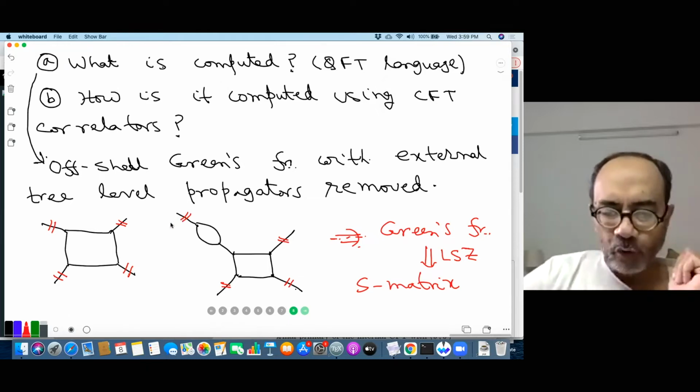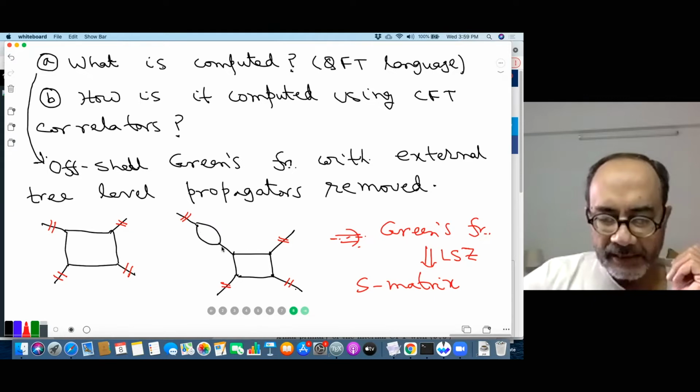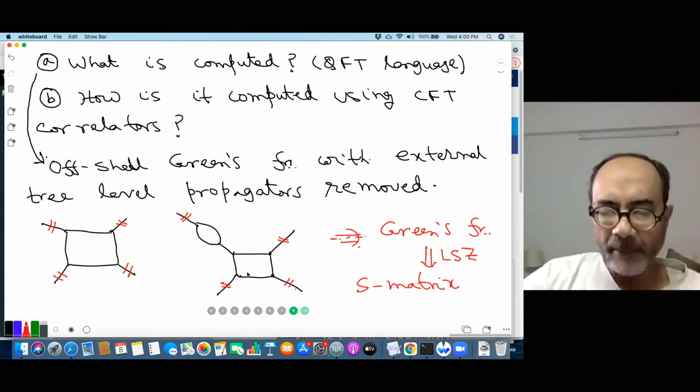Sometimes for loop amplitudes, also the CFT correlators give the S matrix. And that happens provided diagrams like these are automatically 0. And in some supersymmetric theories, it does happen. With theories with a lot of supersymmetry, one can argue that the 2-point functions vanish. So there is no self-energy diagram that is involved. And there again, removing these external tree-level propagators gives you the amputated Green's function. And if you put the external states on shell, you'll get the S matrix.